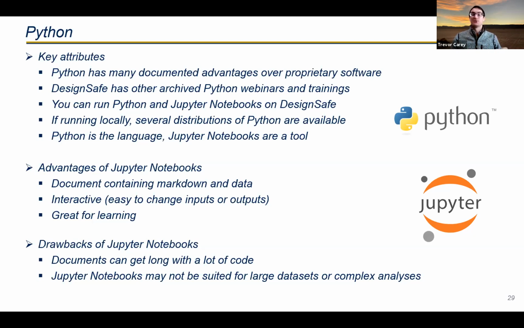Thinking about Jupyter notebooks for this kind of data decision-making work, they're a document that contains both markdown and data, which is really helpful when you're doing a decision tree. So you can actually plot up your decision tree, and each one of those modules, you can make each one of those boxes. They're interactive, they're easy to change inputs and outputs, and they're great for learning.